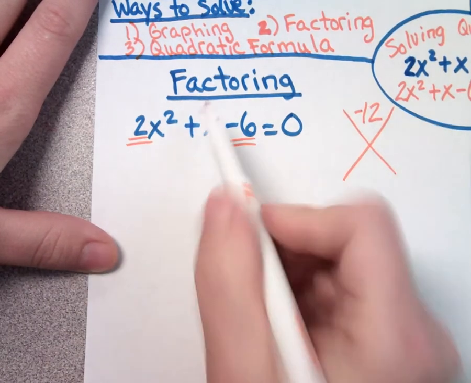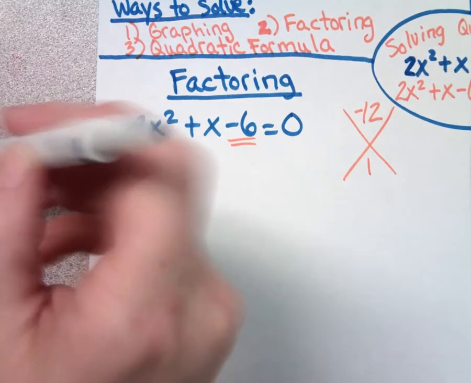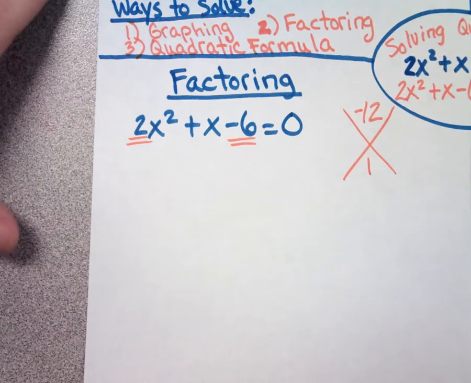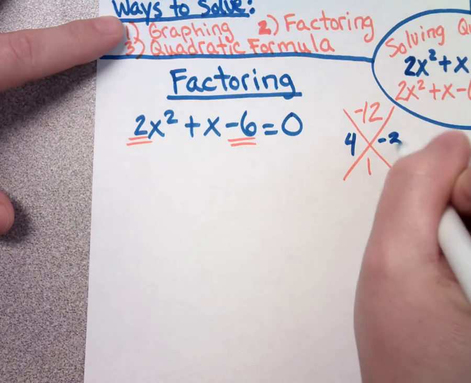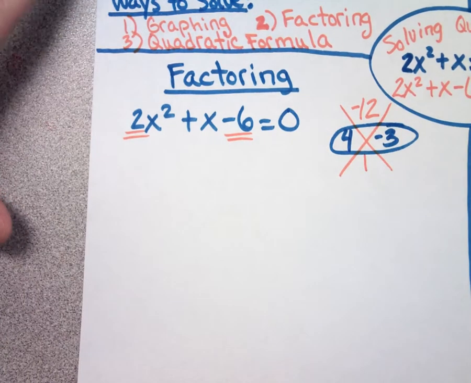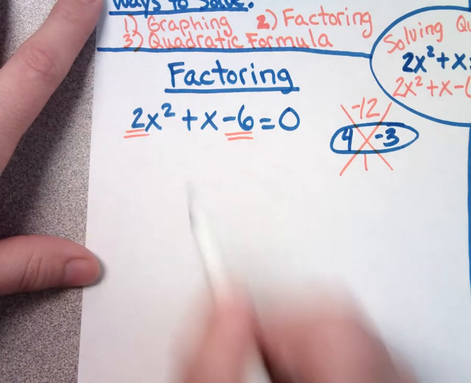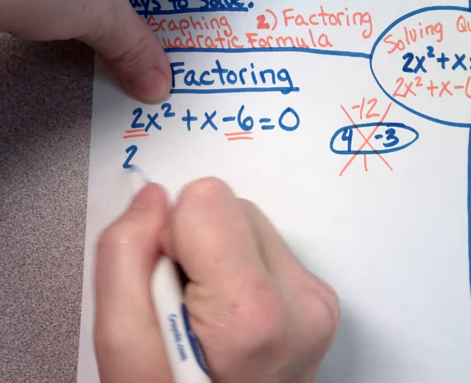Negative 12. What do you want them to add to be? Positive 1. Okay, what 2 numbers multiply to be negative 12 that add to be a positive 1? 4 and negative 3. Can I shortcut? No. It's not a 1 in front, so since it's not a 1 in front, I have to do it the long way.